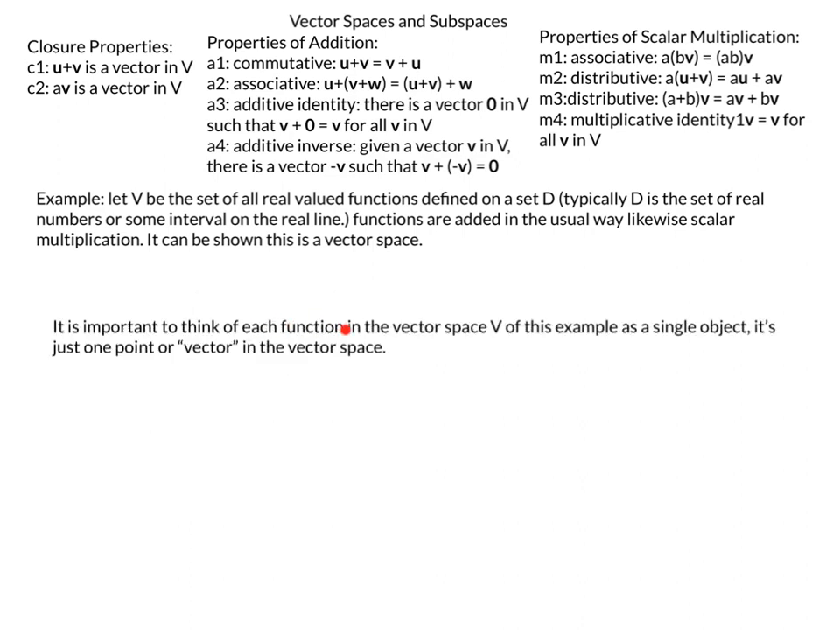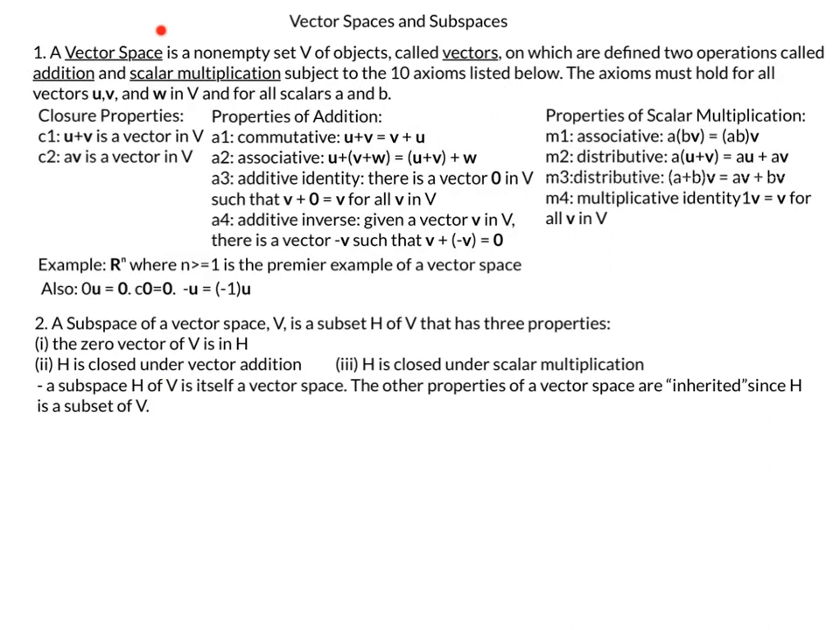So you can see that now we can consider functions as vectors. It's important to think of each function here, the f, the g, as a single object. It's a single vector. It's just one point or one vector in the vector space. Okay, now that we've looked at vector spaces, we can define a subspace of a vector space. Essentially, a subspace is just a subset H of V that is also a vector space.